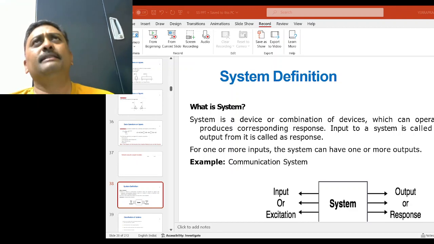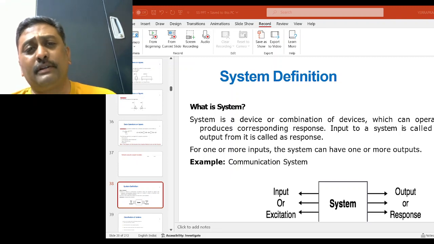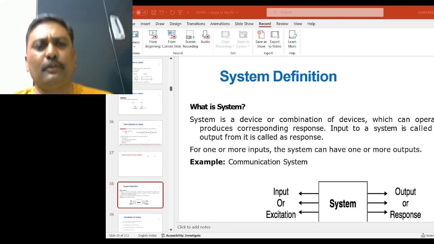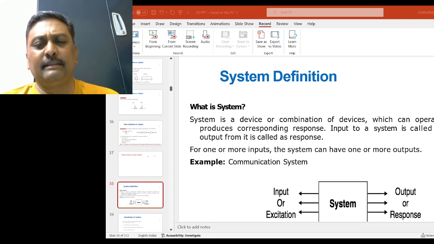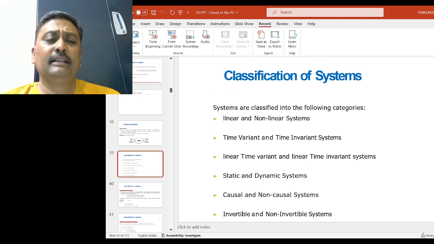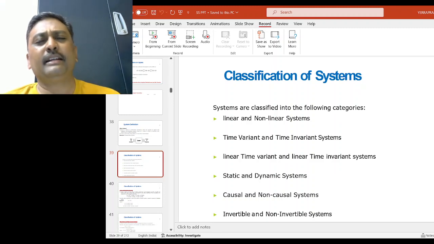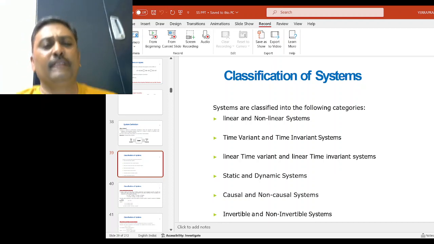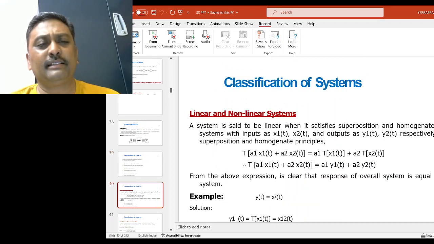So wherever there is an input and an output, that particular entity is defined as a system. That's why in communication engineering we define a communication system: you give some input and get some output, which is regarded as the definition of a system. The output is also called the response. And systems are classified as linear and non-linear systems, time variant and time invariant systems, static and dynamic systems, causal or non-causal systems, invertible or non-invertible systems, stable and unstable systems.